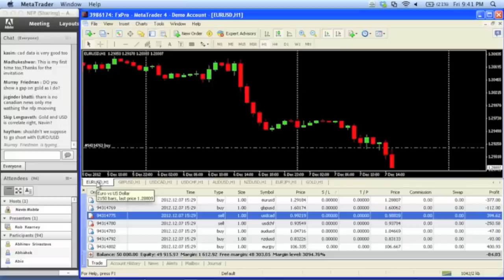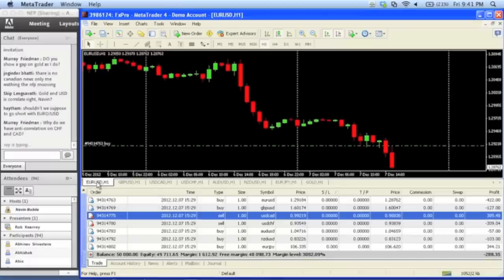Okay. Shouldn't we be supposed to go short with Euro-USD? You're talking about with gold. If gold goes short, Euro-USD goes short that way. Okay. See, now the trades are pushing into negative. We went from 40, 50 pips into positive. Now we're down to negative 20. Yen is weakening, okay, possibly from psychological effects from the earthquake.